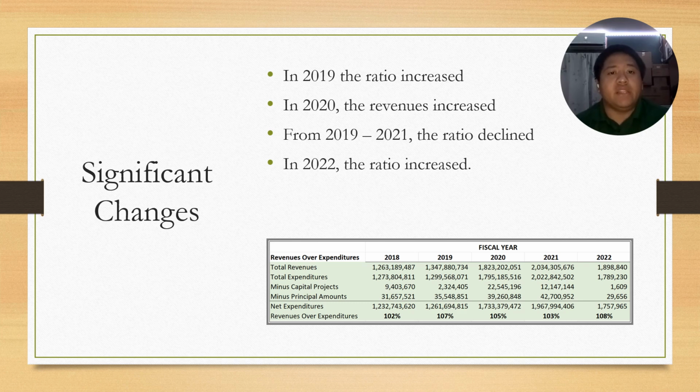Now, from 2019 to 2021, the ratio declined due to the government of Guam expenditures outpacing its revenues. Now, the disproportionate growth in expenditures compared to revenues led to the drop in the ratio. The ratio increase in 2022 is attributed to a reduction in expenditures and a decrease in capital projects and principal amounts.